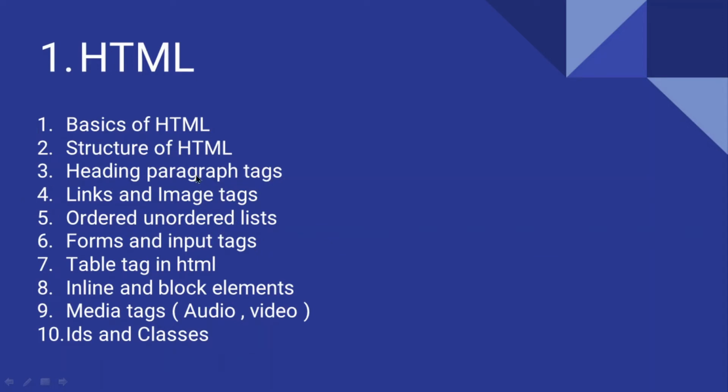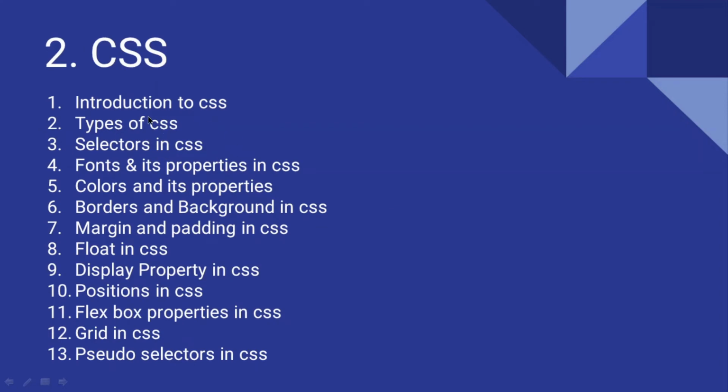Then we will see the concepts that we are covering in CSS. First of all, we will cover the introduction to CSS, and then we will see the types of CSS like inline CSS, internal CSS and external CSS. Then we will see the selectors in CSS, and then we will cover the fonts and their properties. Then we will cover the colors and their properties. Then we will see how we can add the background, borders and border radius.